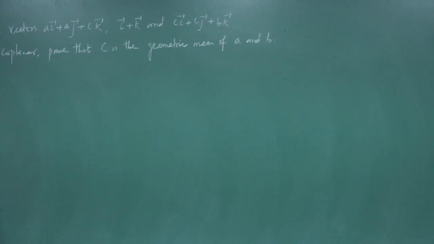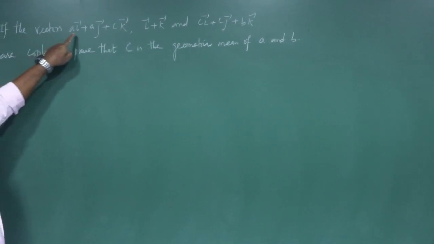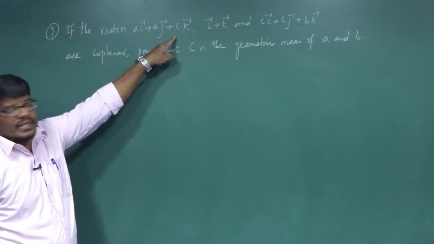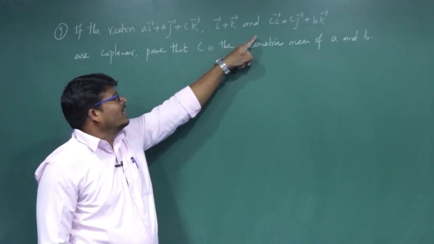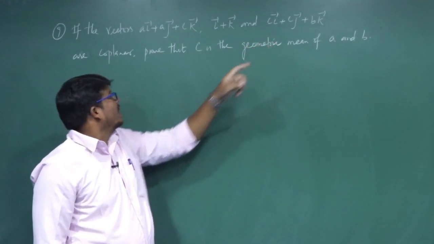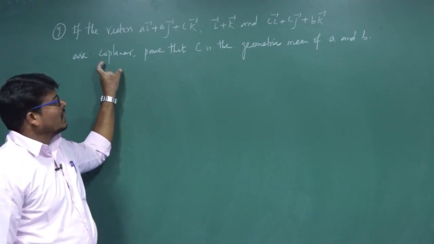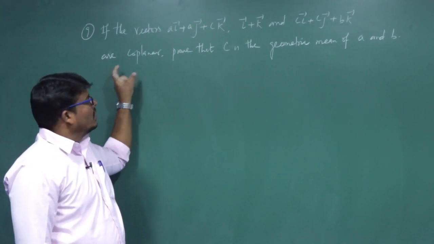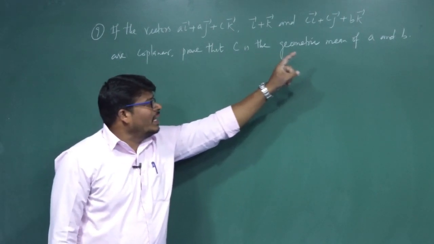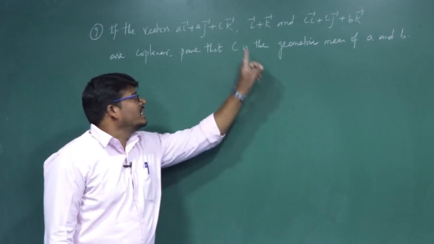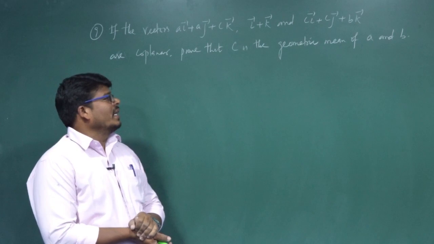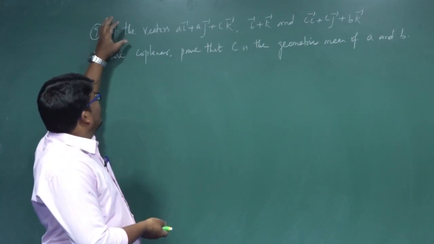Next problem, question number 9. If the vectors a i vector plus a j vector plus c k vector, i vector plus k vector, and c i plus c j plus b k vector are coplanar, prove that c is the geometric mean of a and b.